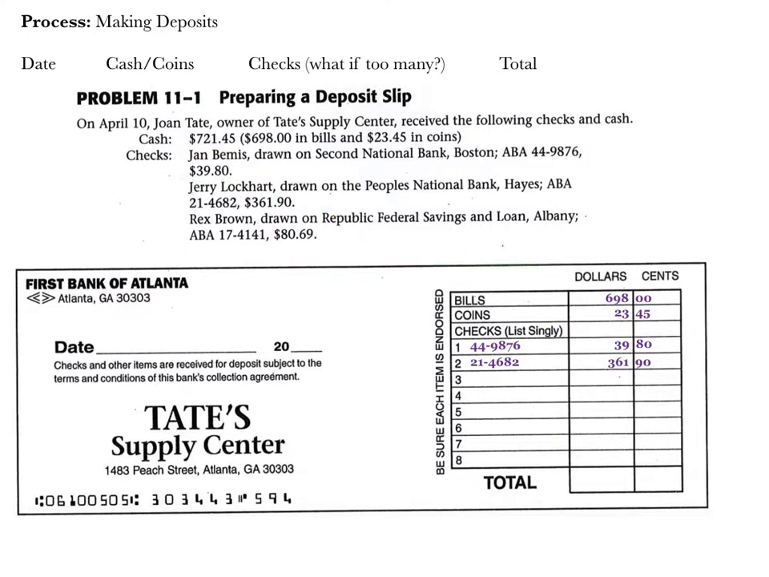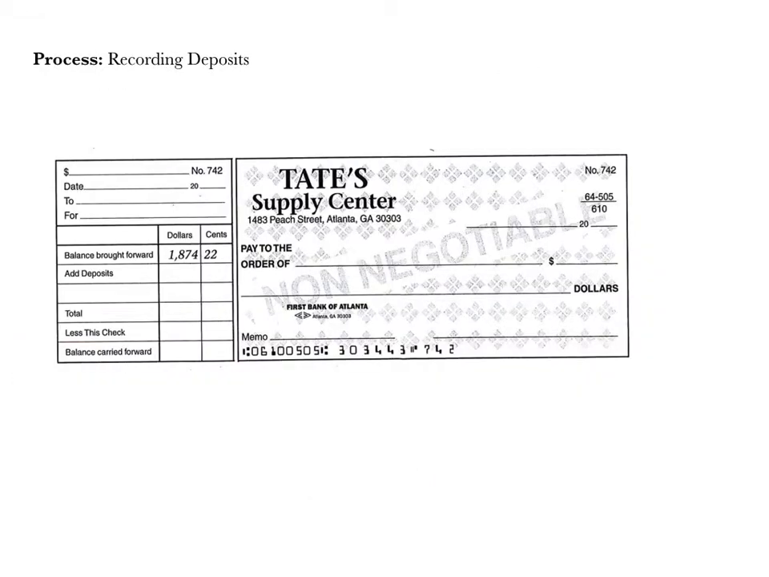Now, we're going to list each of the other checks and their amounts as well. And then for our last step, we're going to list the total, $1,203.84 down at the bottom there. There's one more step in making a deposit. We need to update our records.